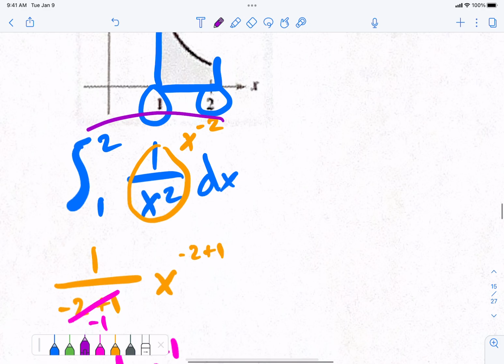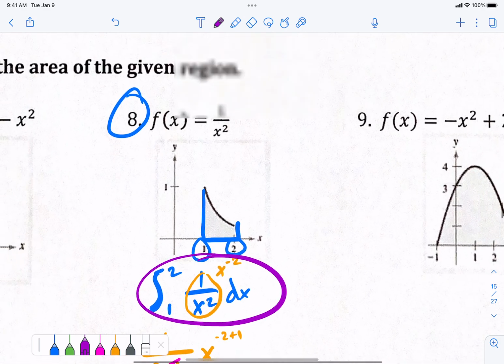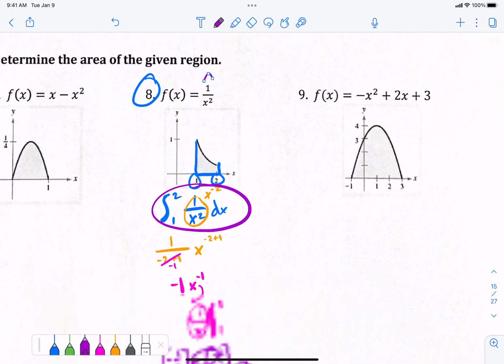1 over x squared is the function. That's the equation of the curve, and it's going from 1 to 2. That's it. Are you happy with that?